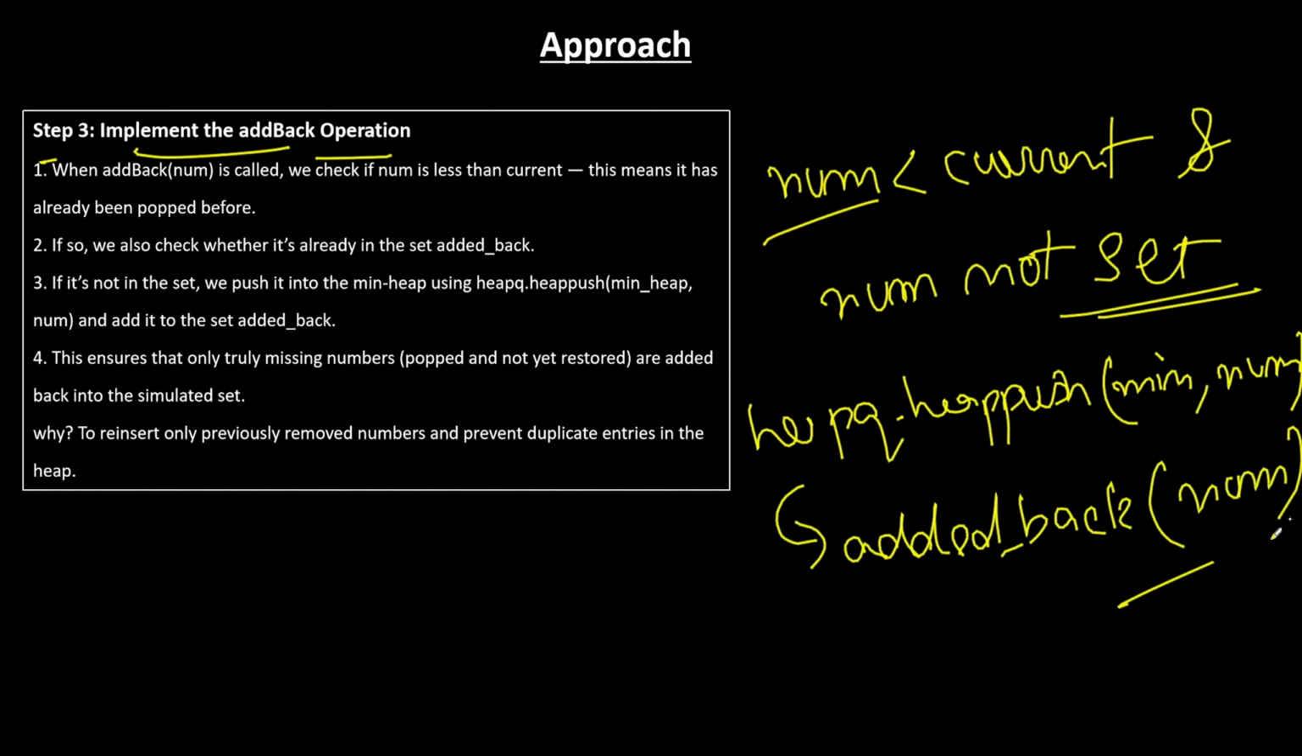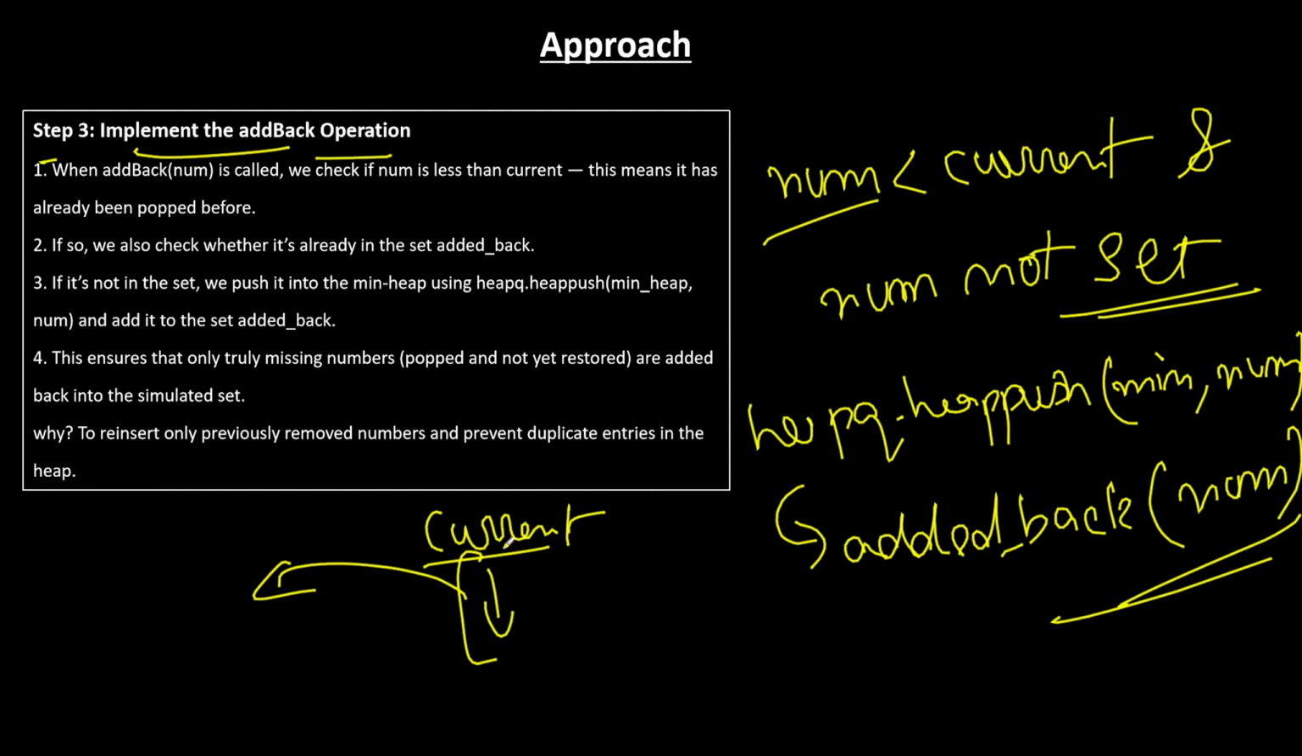Here we won't be incrementing our count. Why? Because we are adding a value which is previous to the current, so it does not make any sense to increment the count or move ahead. We just leave it there. After completing all of this, we don't have to return anything, since these are class-based functions. This ensures that only true missing numbers are popped, and numbers not yet restored are added back into the simulated set.